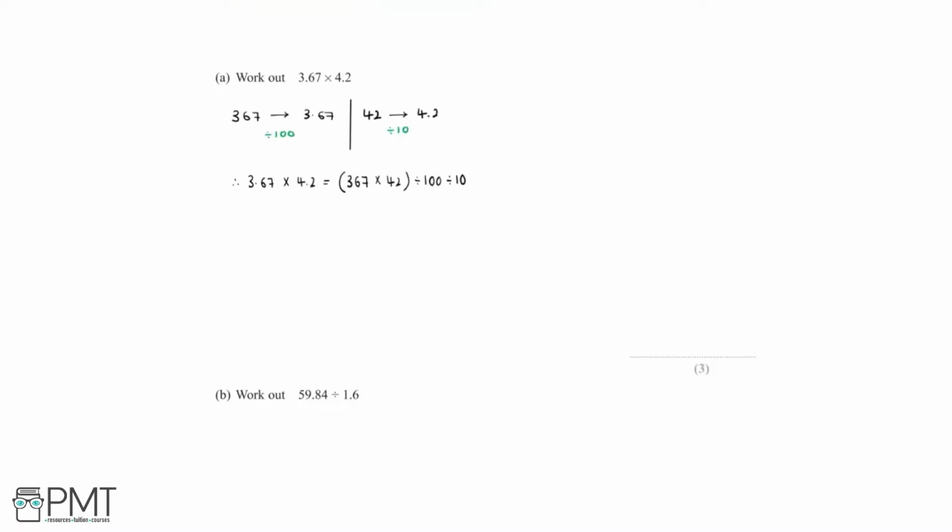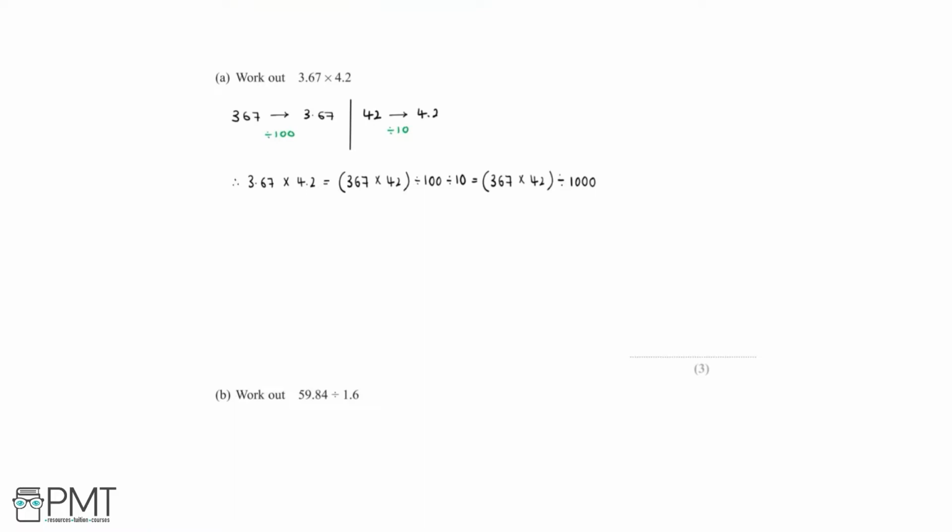And so we can say that 3.67 multiplied by 4.2 is equivalent to 367 multiplied by 42, all divided by 100 and divided by 10. Now if we divide by 100 and then divide by 10 again, that's equivalent to dividing by 1000. And so 3.67 multiplied by 4.2 is equivalent to 367 multiplied by 42, all divided by 1000.